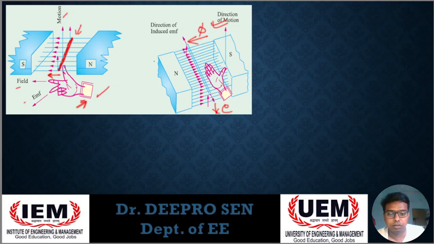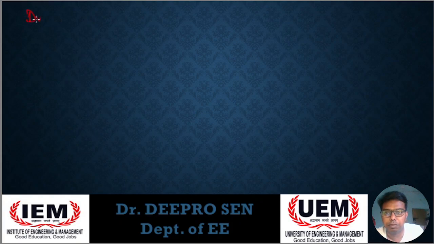Mathematically, we study this thing by something called dynamically induced EMF, which is basically given by the change in flux, which is dependent on the flux density, the length of the conductor, and the velocity of the conductor. That means this is B, or flux density.